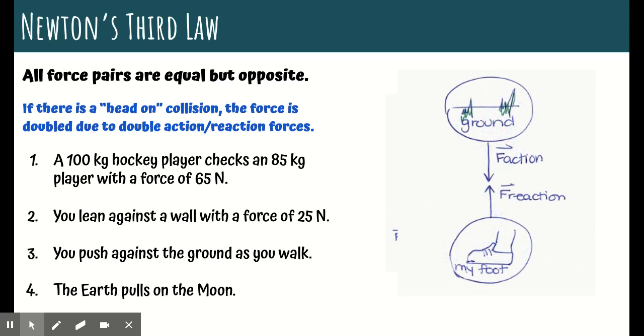Another example is between the ground and yourself as you walk. As you walk, your foot is applying an action force to the ground, and the ground is applying a reaction force back up to your foot.